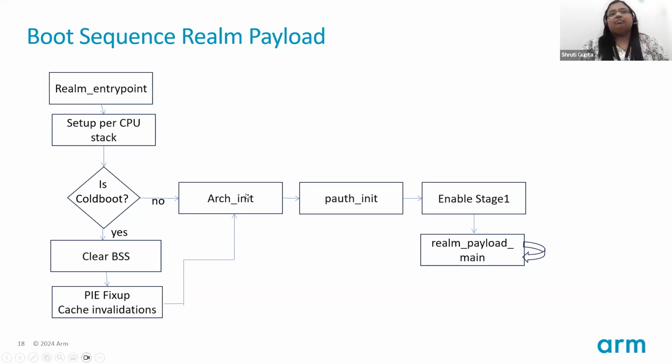Then we set up the exception vectors and any other RL1 context we might need. We enable pauth by setting the keys and enabling the bit in the control registers. We enable stage 1, and then we jump to realm payload main, which runs infinitely. Shruti, we don't enable MMU for the realm payload, right? Right now we don't enable stage 1. That patch is pending. We do want to enable stage 1 eventually, and right now we have a pending patch for it.